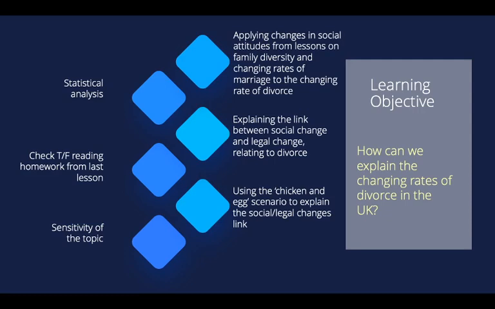I'm going to go over the homework from last lesson. We're going to be looking at some statistics analysis. I want you to identify changes in social attitudes. So we've talked a lot more about how marriage has changed, not so much about divorce. So we're going to look at applying those changes in social attitudes. Why did marriage change? Why are people getting married less? Well, we're going to do the same thing. Why are people getting divorced more or less? Explaining the link between social change and legal change, and then using the chicken and the egg scenario to explain the social and legal changes, particularly with divorce in the UK.